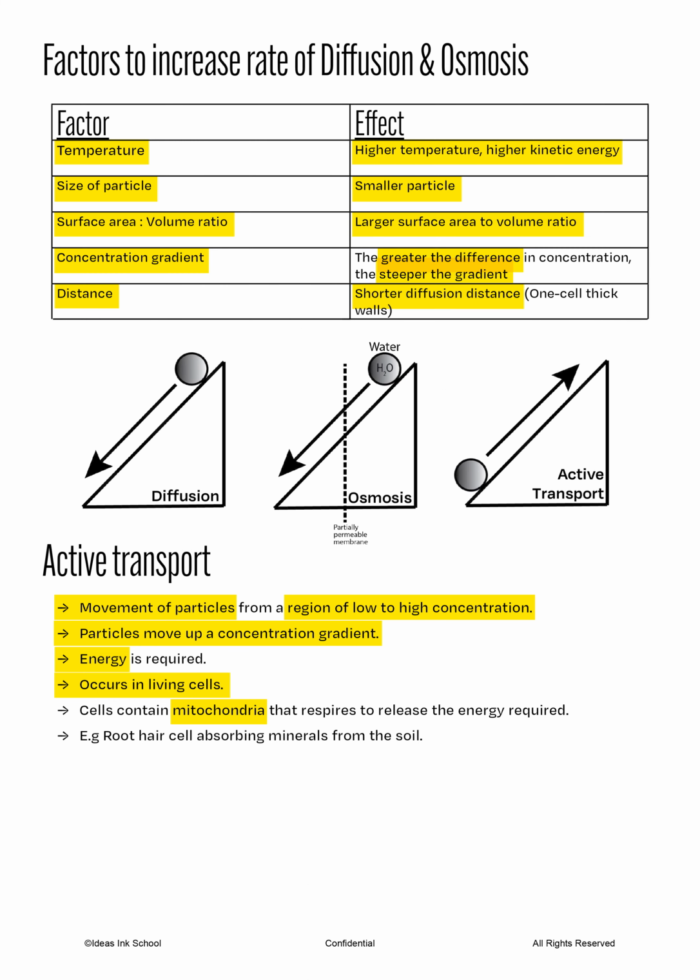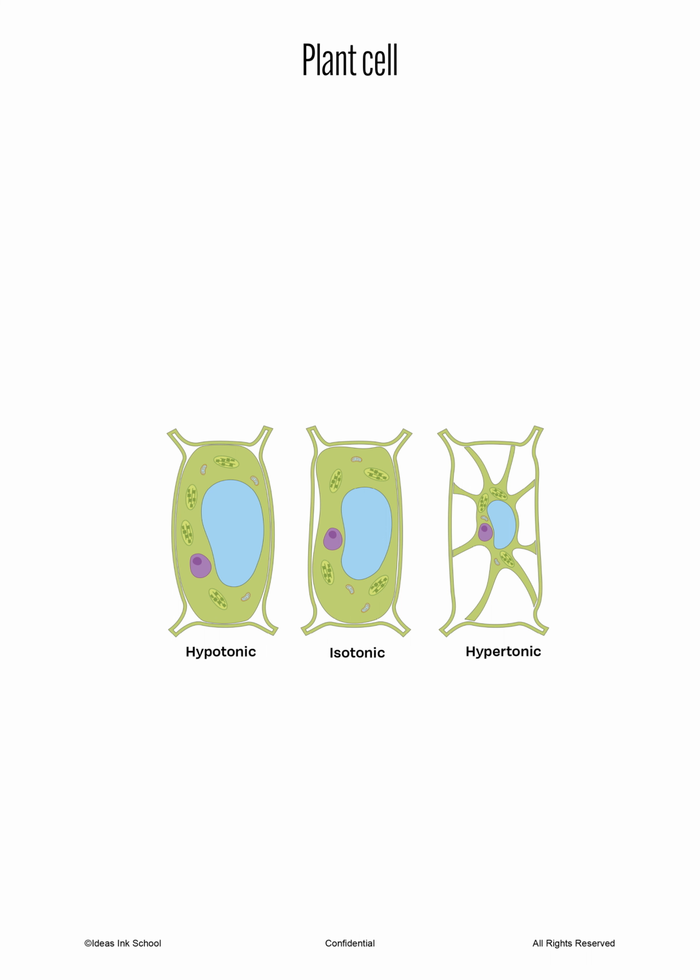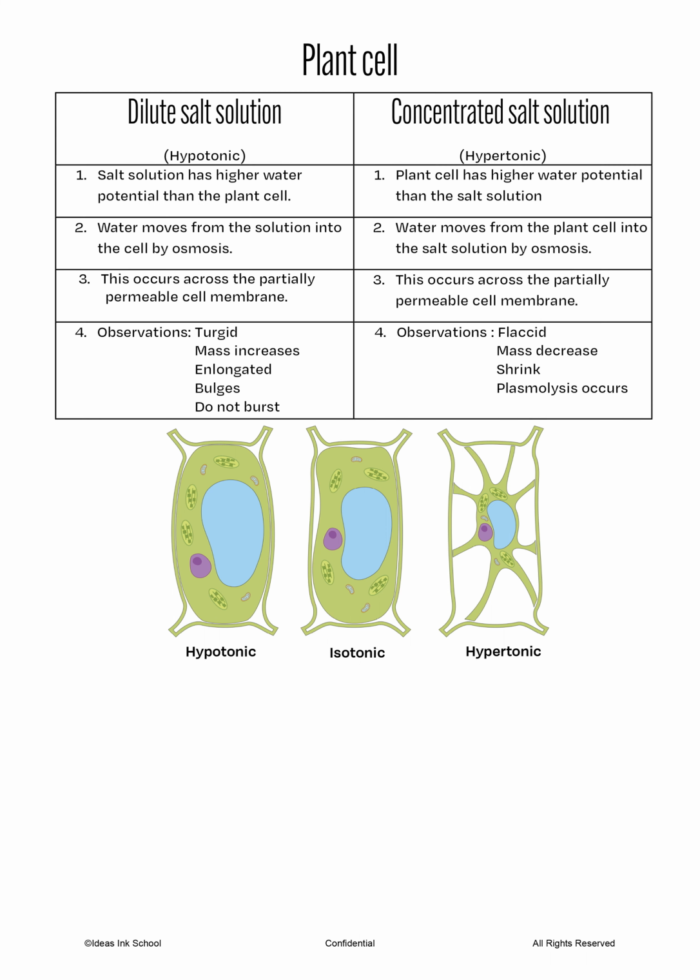An example of active transport involves the root hair cells. The root hair cells contain a lot of mitochondria so that they can release enough energy to absorb mineral salts from the soil. On to the main part of this chapter, we will be discussing how plant and animal cells react when they are placed into two different types of solution.